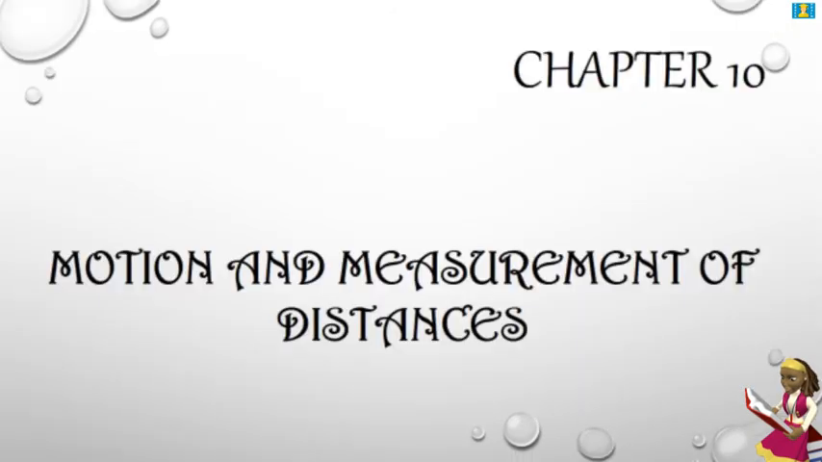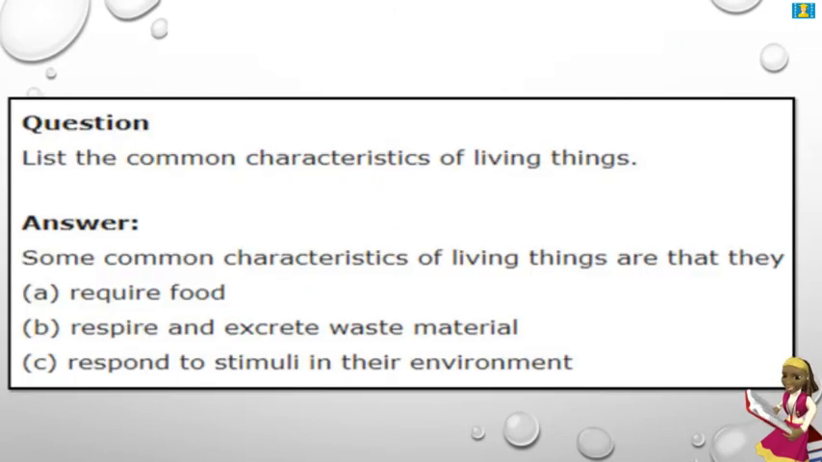Chapter 10: Motion and Measurement of Distances. First question is, list the common characteristics of living things. And the answer is, some common characteristics of living things are that they require food, respire and excrete waste material, respond to stimuli in their environment.